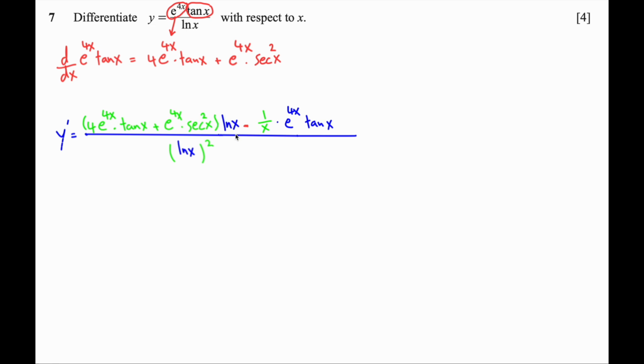You can leave it like that. You do not need to tidy up. After all, the question only carries 4 marks.